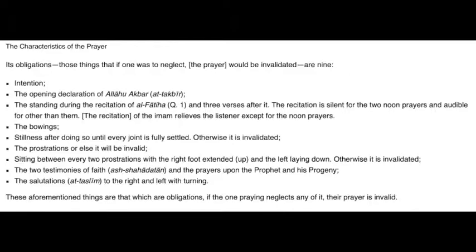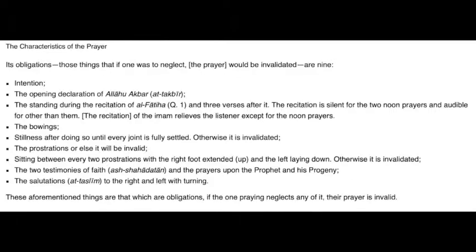The third essential is, the author says, the standing during the recitation of Al-Fatiha and 3 verses after it. The standing is what is obligatory. This is not due to the recitation because even if the recitation is faulty, standing during it would be obligatory. If one has some difficulty standing, one should try to stand for the recitation of at least one of the units. That would be sufficient.